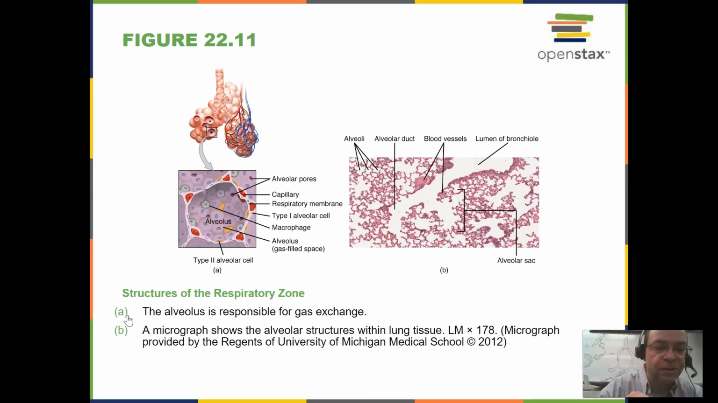Here we have a close-up view. Here is a cutaway view of one single alveolus, and we can see the simple squamous cells here. There are some other kinds of accessory cells, but we're focusing on the fact that it's simple squamous, one cell thick, which makes for very easy diffusion. Here in this micrograph, we see a cutaway view of blood vessels. Here's the bronchiole and the alveolar duct, and you can actually see the individual alveoli that make up the alveolar sac.